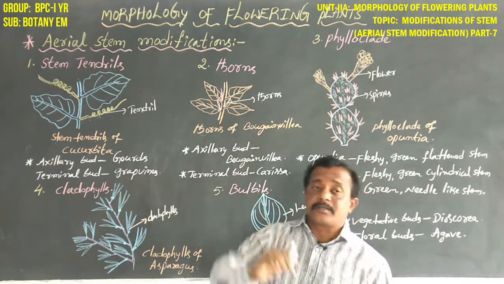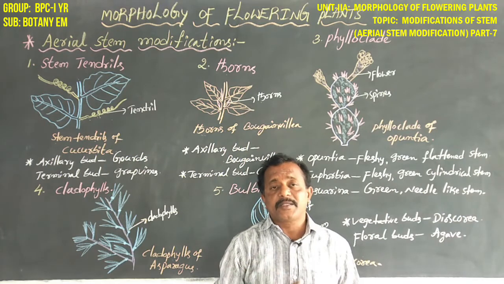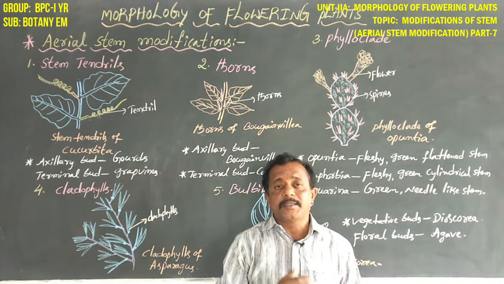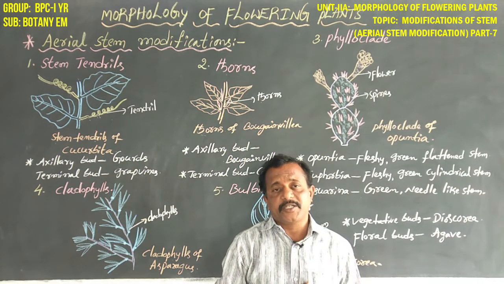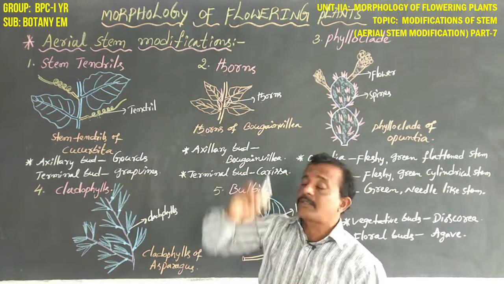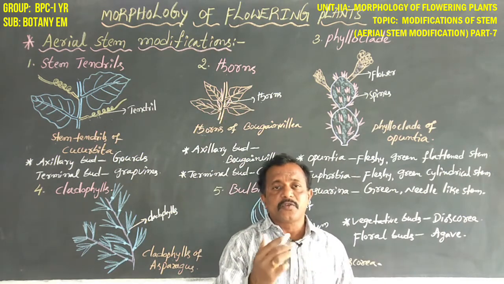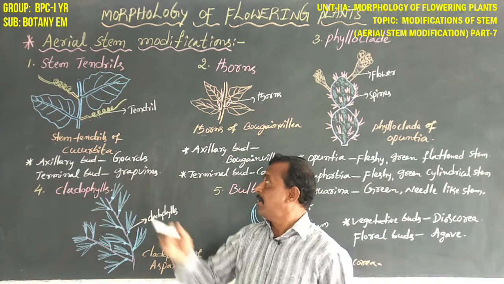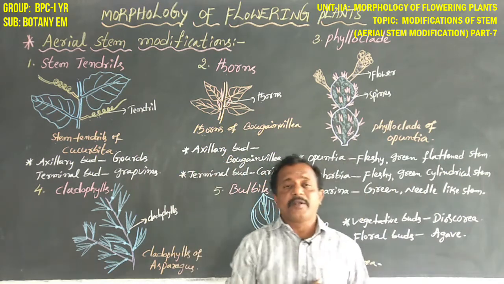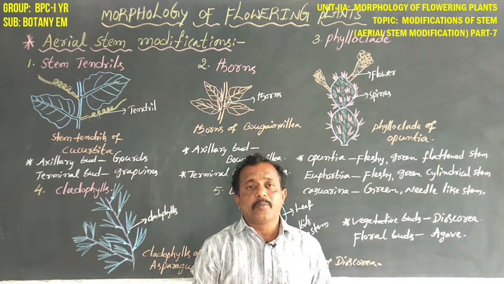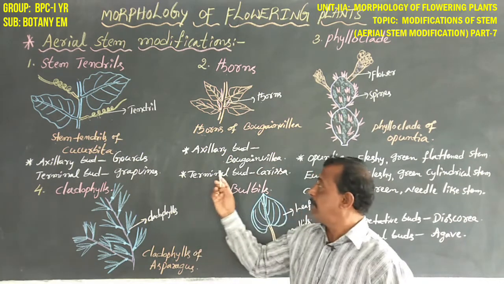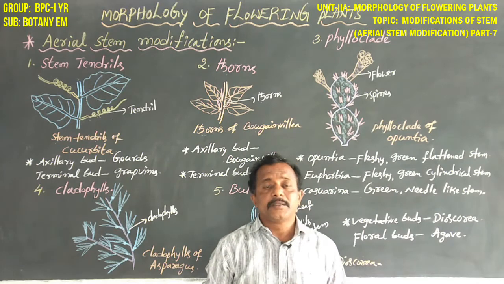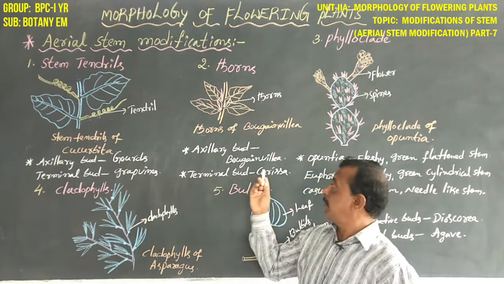Next one, thorns. Thorns means a woody or a hard pointed structure. That is called thorns. These thorns are also useful for protection from grazing animals. Axillary buds are modified into thorns in bougainvillea. Terminal buds are modified into thorns in Carissa.